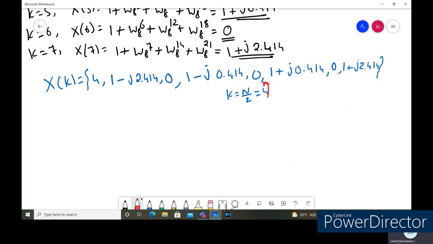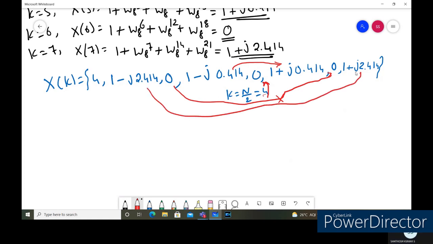For example, if I take the conjugate of this quantity, the conjugate of minus j will become plus j, so it will become 1 plus j 0.414. And similarly, if we take the conjugate of 0, we'll get the other quantity here. Similarly, if we take the conjugate of this one, we'll get k is equal to 7 here. Then we can verify whether the answer we got is correct or not, by taking the conjugate and applying the property called the symmetry of real sequences.